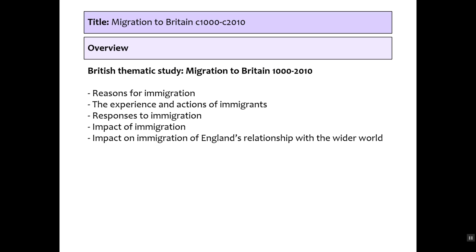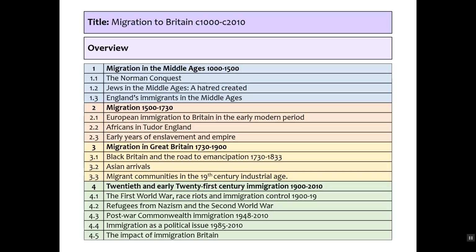We are looking at the British thematic study. We're looking at migration. Who came to Britain? Why did they come? What were their experiences? What were their actions? How did people in Britain respond to immigration? What was the impact on Britain? How did it change Britain's relationship with the wider world?